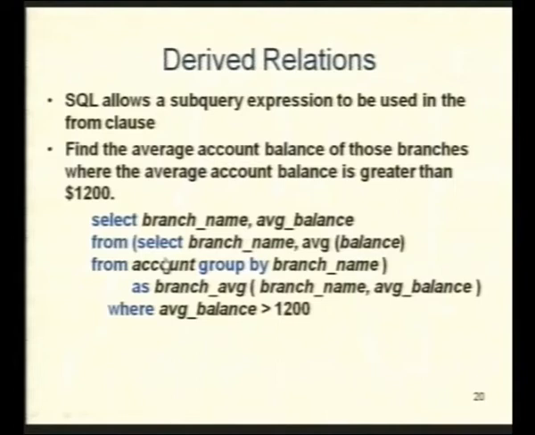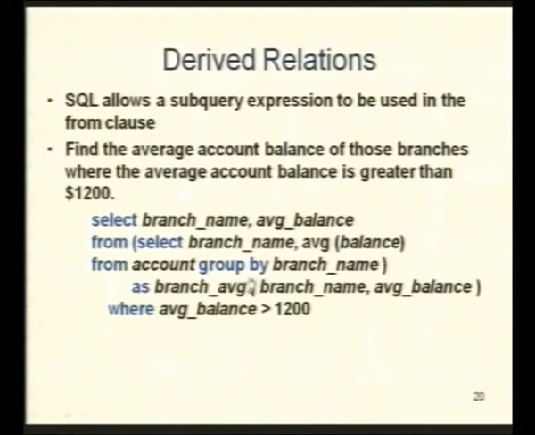Then you have something called derived relations. SQL allows a subquery expression to be used in the from clause. So a subquery can be used in the from clause. Find the average account balance of those branches where the average account balance is greater than 1200. So select branch name, average balance from, this is like a nested query, but we are explaining it in a little more detail. Select branch name, average balance from account group by branch name as branch average, branch name, average balance, where average balance is greater than 1200. So this whole thing is a subquery, and from that subquery, you are using it in the from clause.